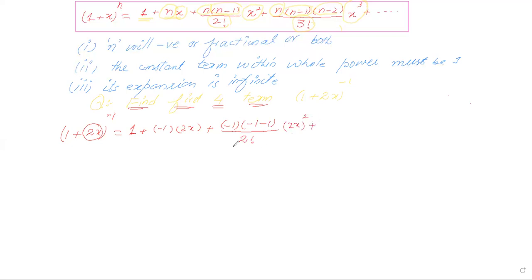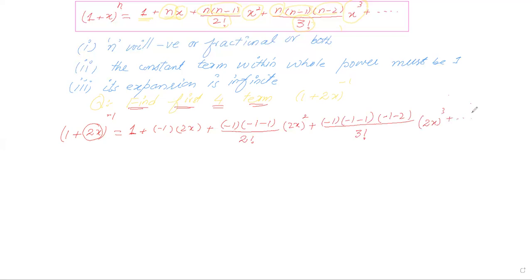The third term, that is the third term. No, I have to find the fourth term. What's the fourth term? It is minus 1, first factor; minus 1, minus 2, second factor; minus 1, minus 2, third factor. Now how many factors do I have? 3 factors in the denominator. Then I have the cube of the third term. The third term is 2x whole cube.